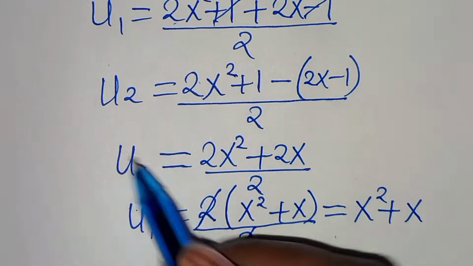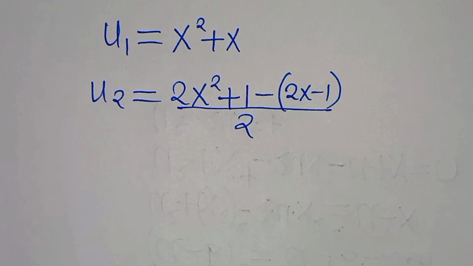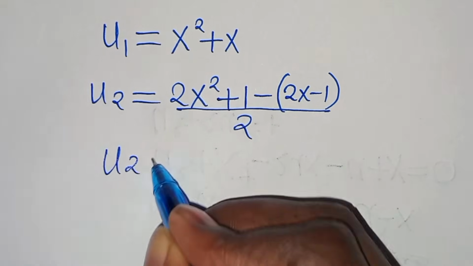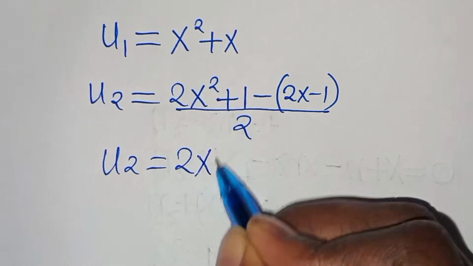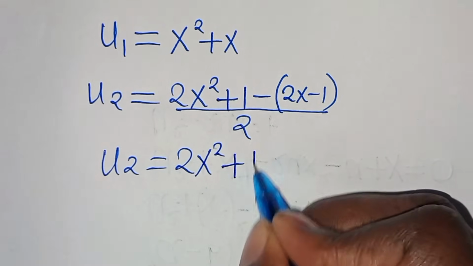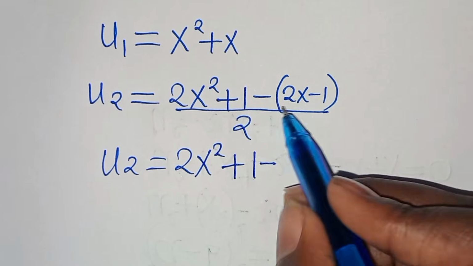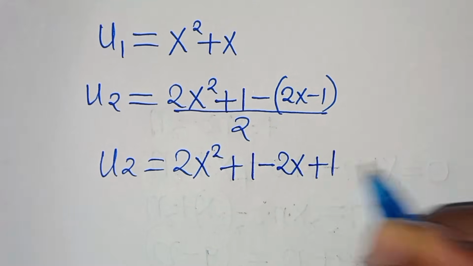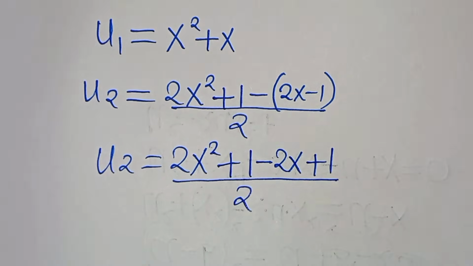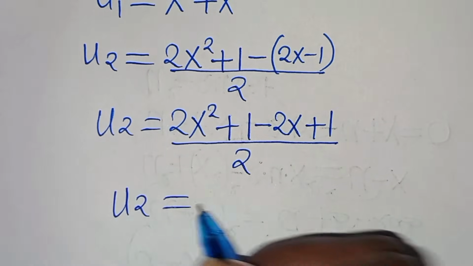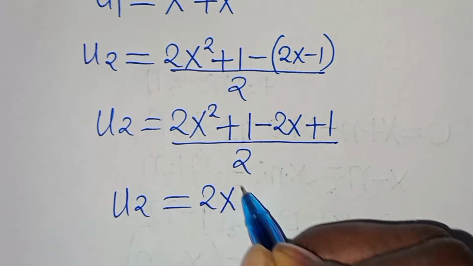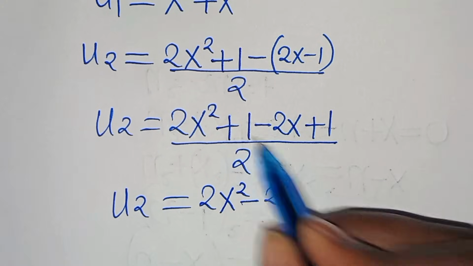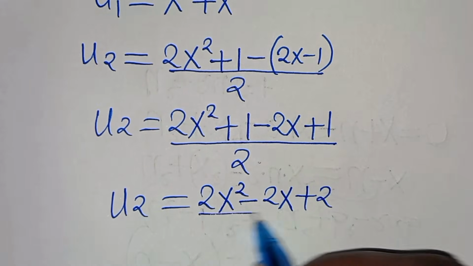So let's proceed to u2 here. Now we have that u1 is x squared plus x. Now u2 is equal to, here we have 2x squared. Now plus 1 minus, let's open the parentheses here, we have minus 2x. Then minus times minus 1, this is plus 1, everything here divided by 2. So we have that u2 is equal to, now here we have 2x to the power of 2. Then we have minus 2x. Then we have 1 plus 1, this is plus 2, everything here divided by 2.